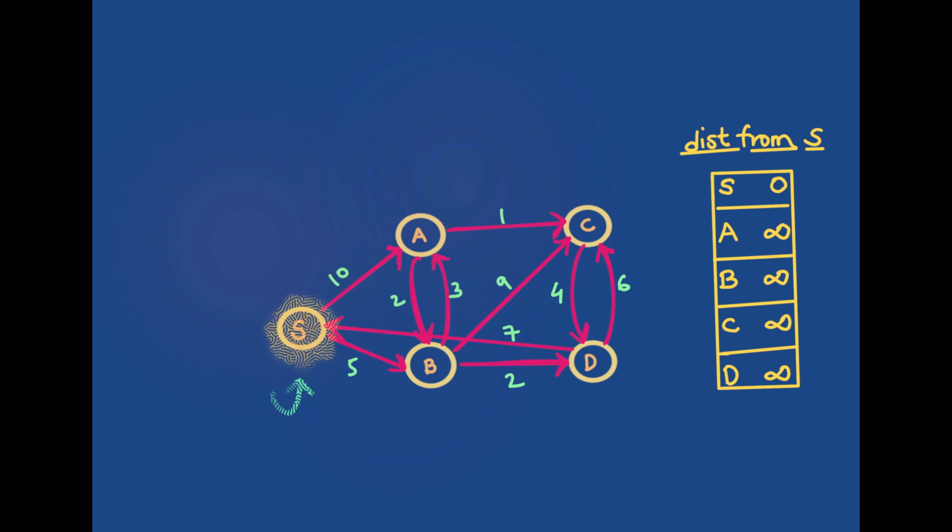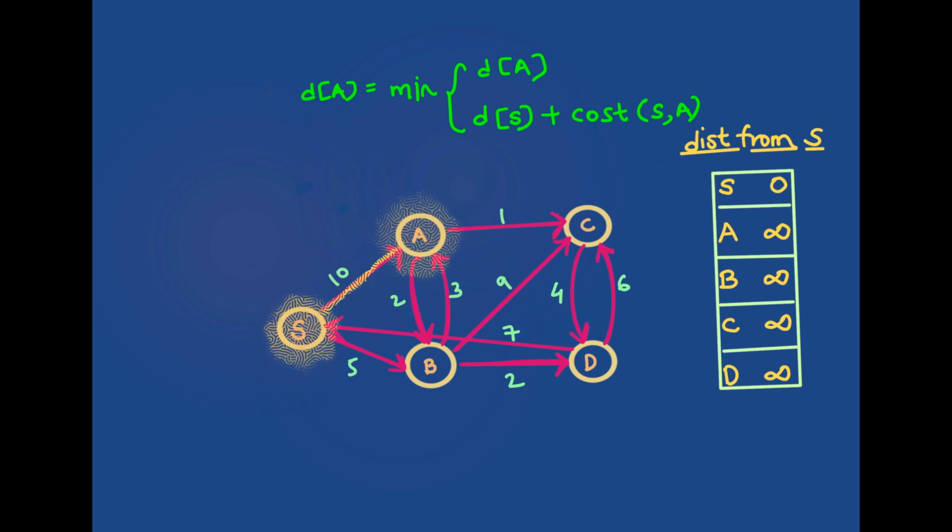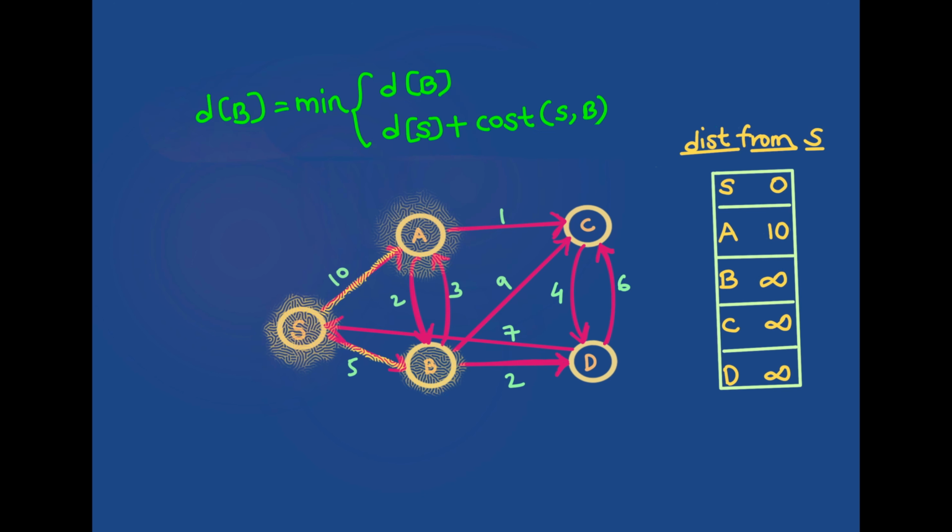We first pick S from the unvisited set since it has the minimum distance, which is 0. We then relax edges coming out from S, namely SA and SB. Let's relax SA first. We see that the current distance to A is infinity and we have a better way of reaching A with a distance of 10. Hence, we update the distance of A to 10. Now, we move on to edge SB. Similarly, we see that the current distance to B is infinity and we have a better way of reaching B with a distance of 5. Hence, we now update the distance of B to 5.